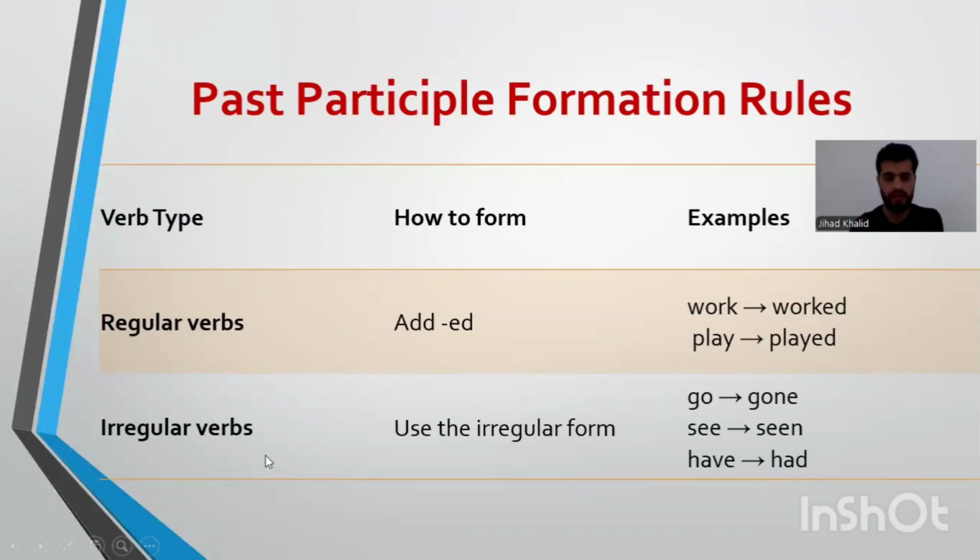verbs, you have to memorize them. You have to memorize them. So here it says use the irregular verb form. Go. For past, we have went and then gone. See, saw, seen. Have, had. So we choose only the third verb, okay? The third one. So here it says gone, seen, had. So how can you know them? You have to memorize them. And I have explained all the irregular verbs with their pronunciations. You can go back to the video.